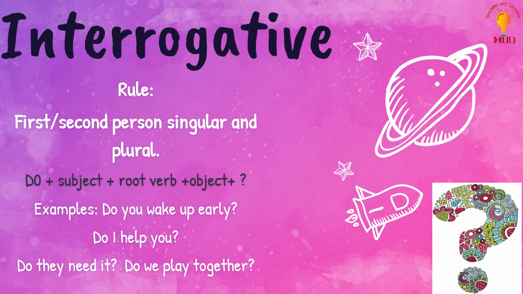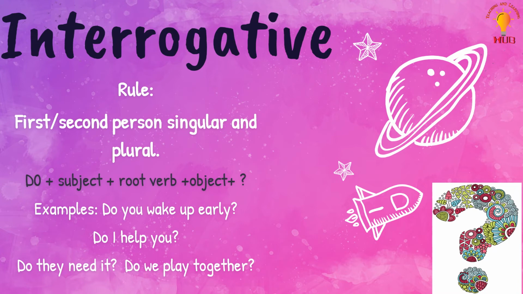Interrogative. What is interrogative? That is questioning when we ask someone something. The rule for first and second person singular and plural is we use do at the start, then the subject who is doing an action, and then the root verb, and then object plus question mark. Do you wake up early? I have asked someone that do you wake up early? Do I help you? Do they need it? Do we play together? For first and second person singular and plurals, we will use do at the start and we will ask question with the help of do.